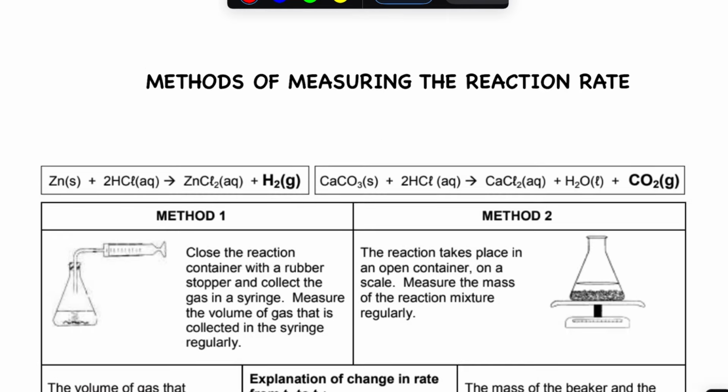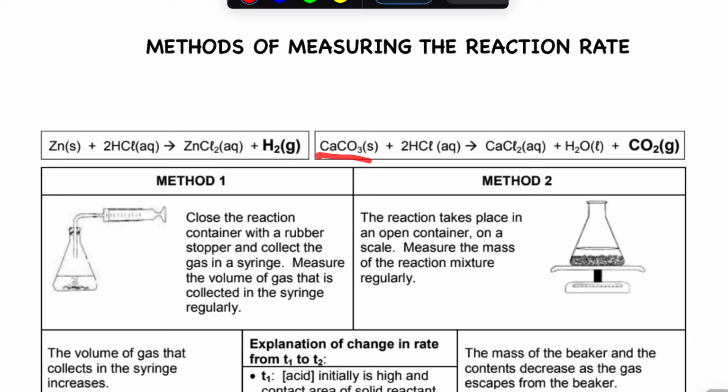Now guys, let's look at this method. This method is calcium carbonate with hydrochloric acid. It gives you calcium chloride and water and carbon dioxide. This one as well, you use the carbon dioxide. Now you have the content in this conical flask. It's open, it's not closed, and you have the calcium carbonate with an acid.